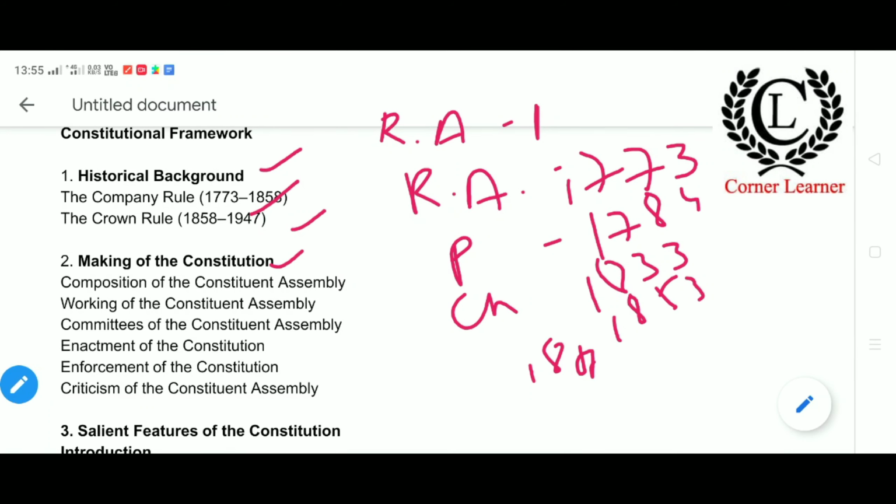If you see the previous question papers, a lot of questions were asked from the historical background of the constitution, mainly from these acts. Okay, so that we will discuss in our session.